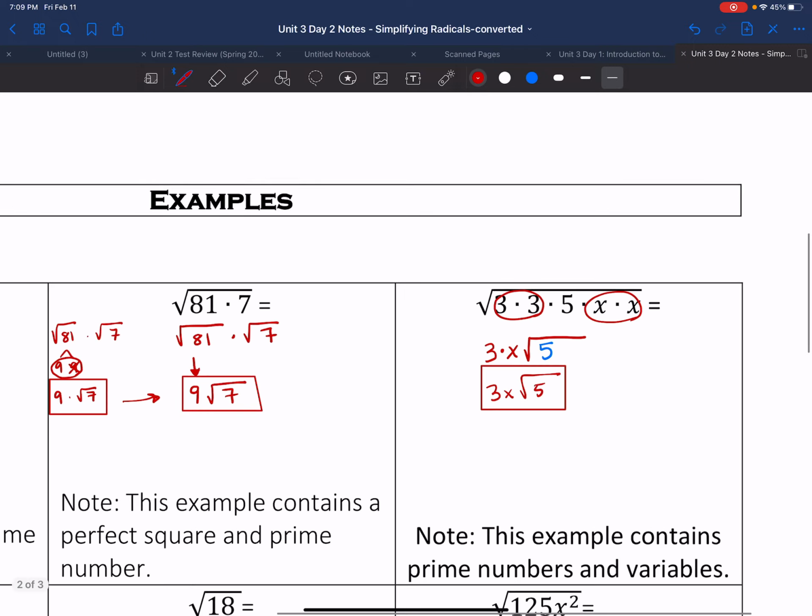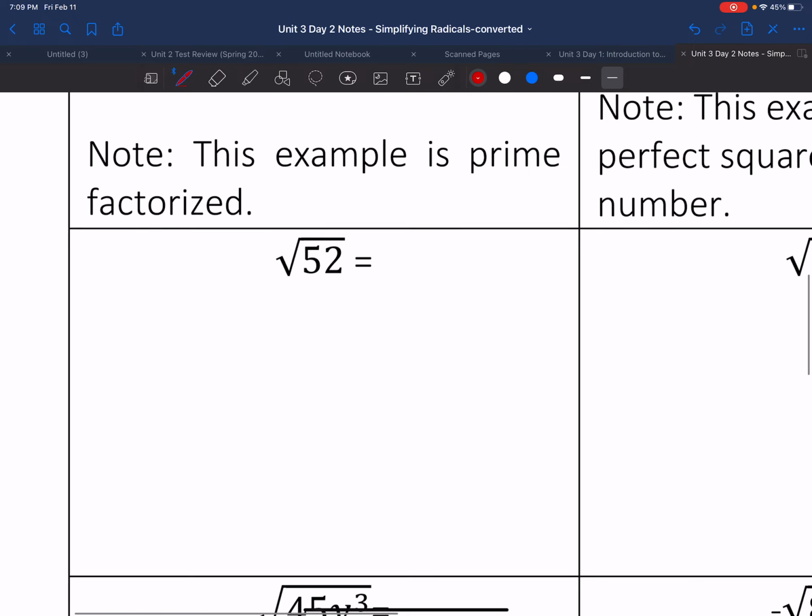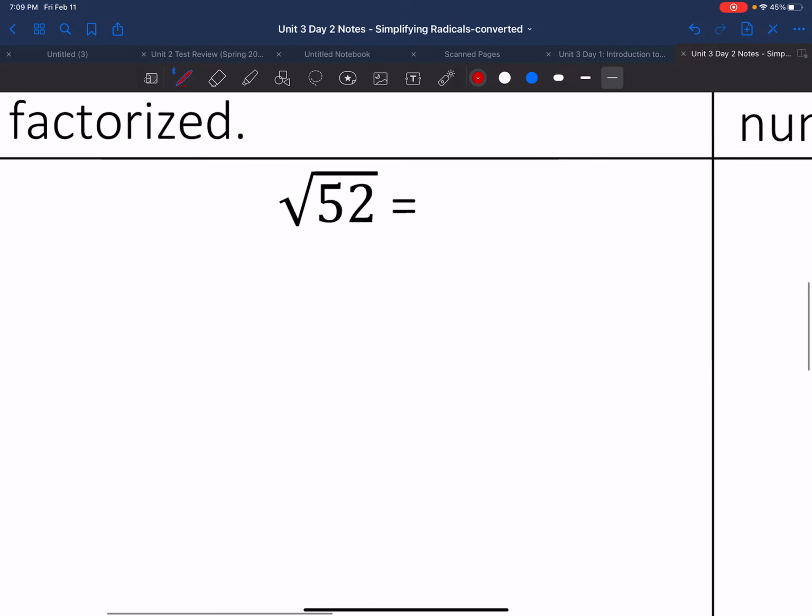Okay, so now let's go ahead and take a look at the square root of 52. All right, so the square root of 52, you know for sure that is not a prime number. So what do you have to do? Break it down. Prime factorization skills are needed for this. I need two numbers that multiply together to give me 52. Well, I'm thinking 26 and 2.